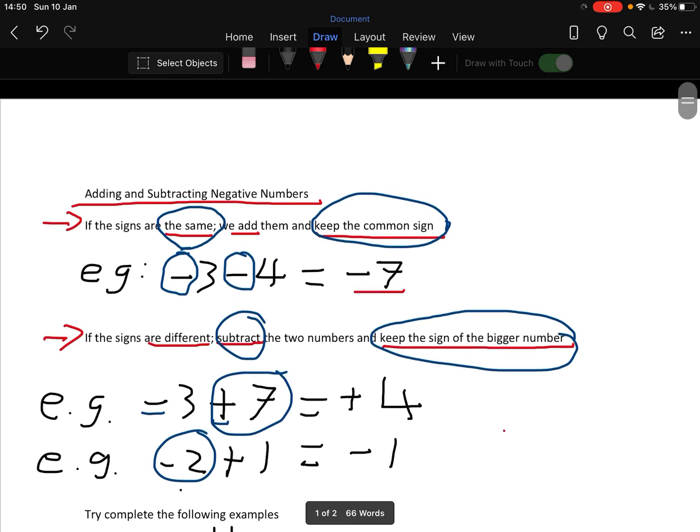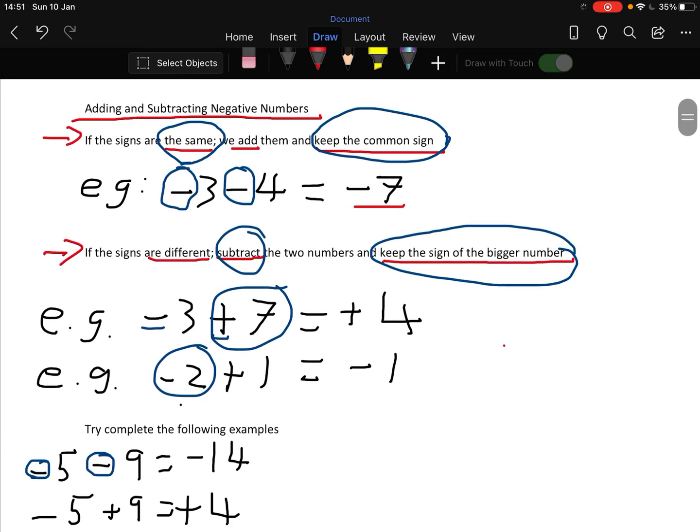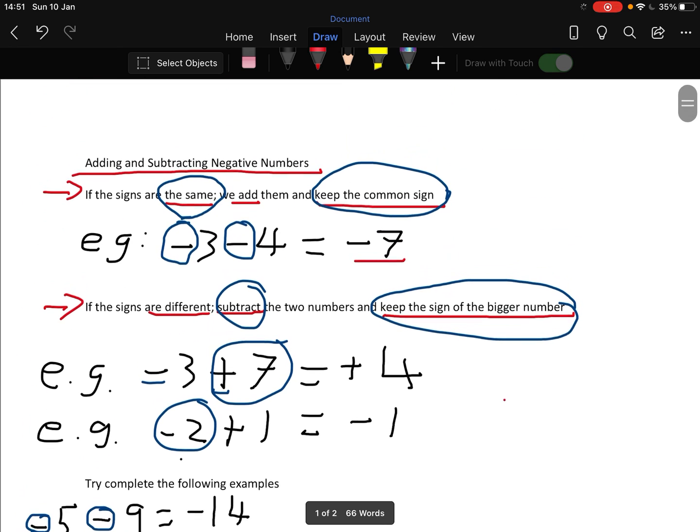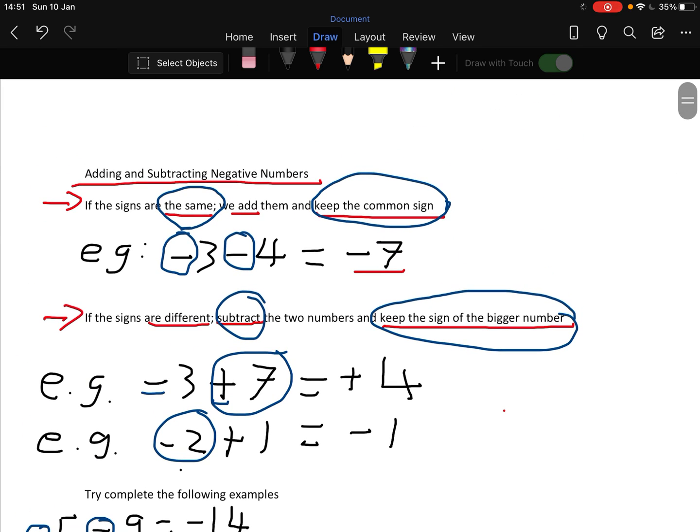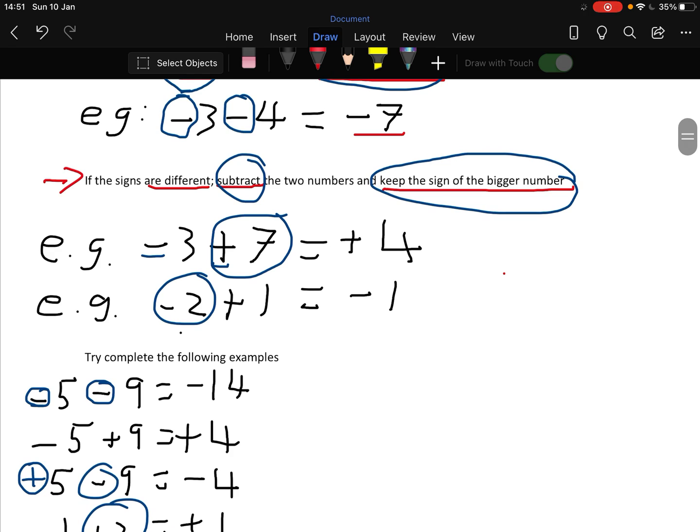So as I said, hopefully you took down all those notes, underlined the things I told you, took down the examples and had a go at those questions. Okay, practice makes perfect with this. Just remember the rules. When you're adding and subtracting, if the signs are the same, you add them and keep the common sign. If the signs are different, you subtract them and keep the sign of the bigger number.